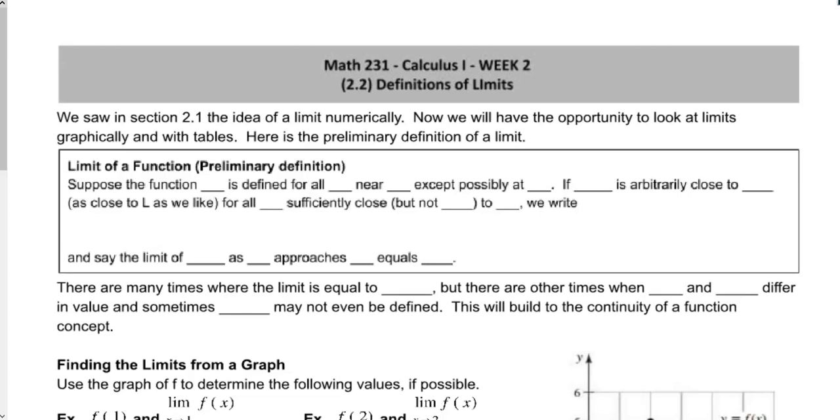All right, we are moving into section 2.2, where we're looking at an informal or preliminary definition of a limit. We will get to the formal definition of a limit later in chapter 2. But we saw in section 2.1 the idea of a limit numerically. So we were looking at different values that were very, very close to the value in question. Now we have the opportunity to look at limits graphically and with tables again.